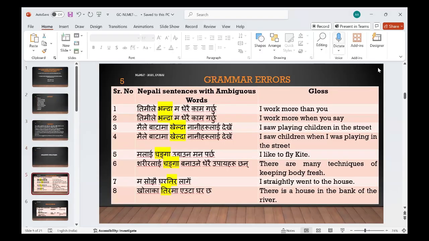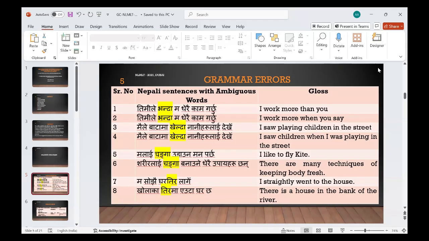Let us look into the ambiguities of the grammar in Nepali. Here some sentences are mentioned. Timile bhanda ma gare kaam garchu means I work more than you. The second sentence is almost the same, Timile bhanda ma gare, and there is only a difference in the matra, which is the mark on the upper part of the letter. The meaning of this second sentence is entirely different.